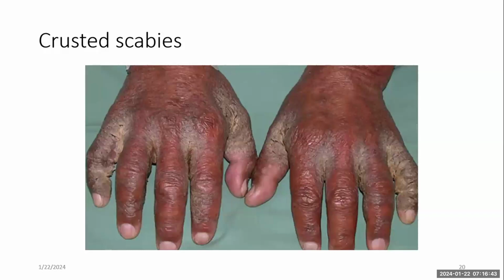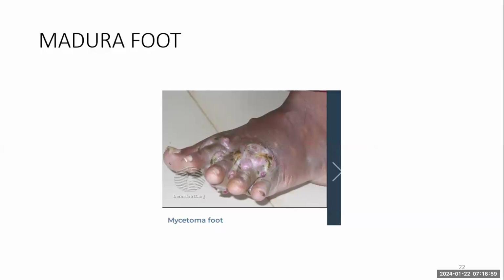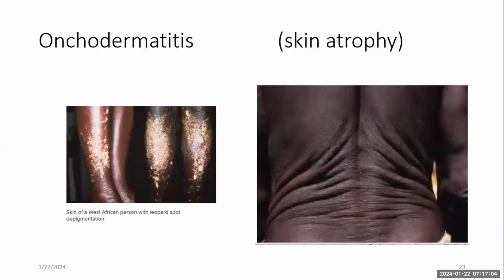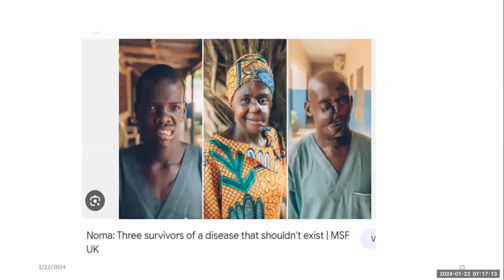So these are pictures of these tropical diseases that are seen with skin manifestations. This is crusted scabies. This is a picture of deformities from lepromatous leprosy. This is Madura foot. I can see the deformity on the foot. We have the leopard skin and skin atrophy from onchodermatitis. This is a classic cutaneous leishmaniasis on the leg. And then this is NOMA.